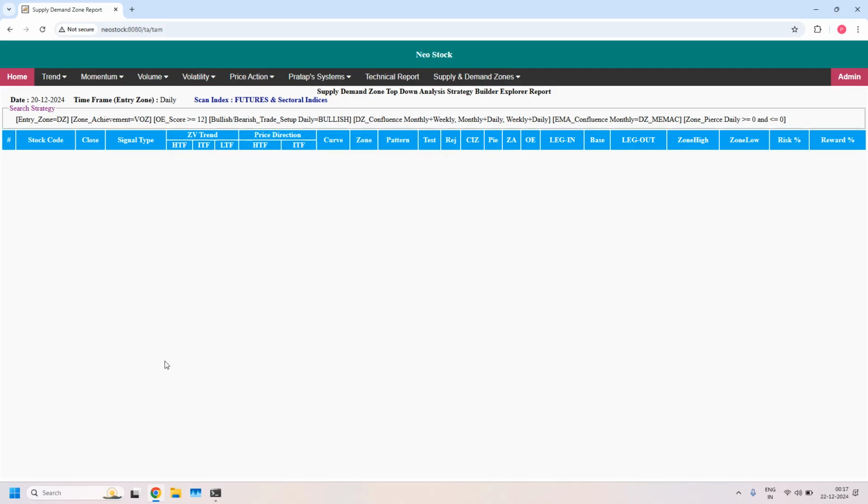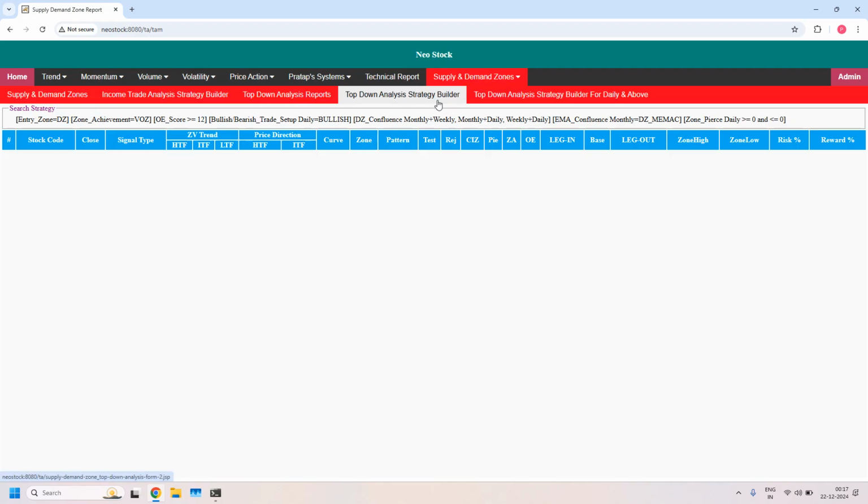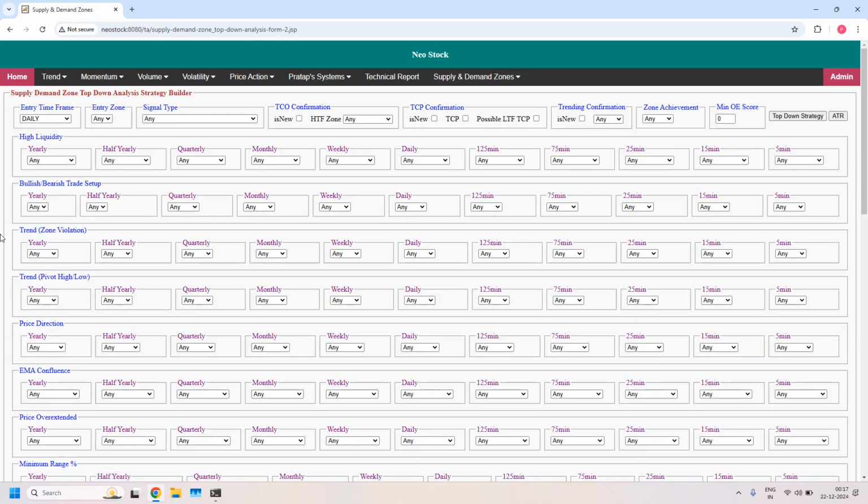Next, bearish trade setup for monthly income trade. Entry time frame is daily. Entry zone is supply zone. In bullish or bearish trade setup, at a daily time frame, I am selecting bearish.